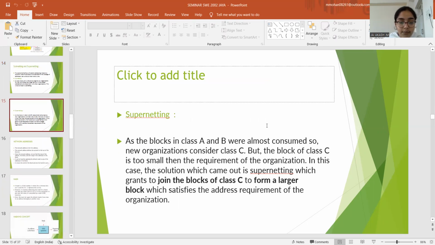Supernetting. As the blocks in Class A and Class B were almost consumed, new organizations considered Class C, but the block of Class C is too small for the requirement of the organization. In this case, the solution which came out is supernetting, which allows joining the blocks of Class C to form a larger block, which satisfies the address requirements of the organization.